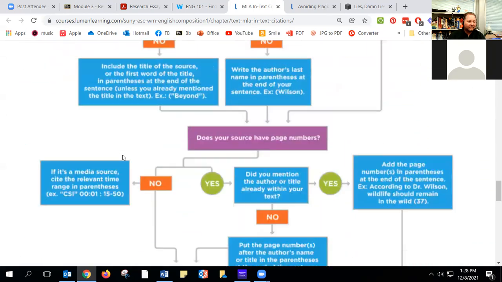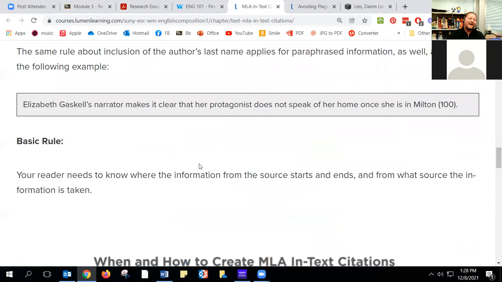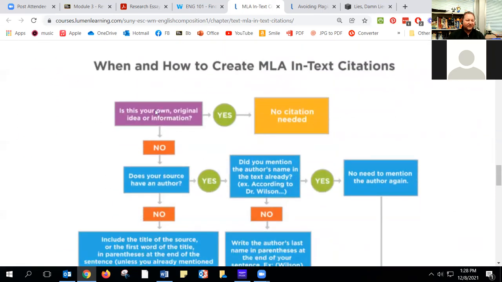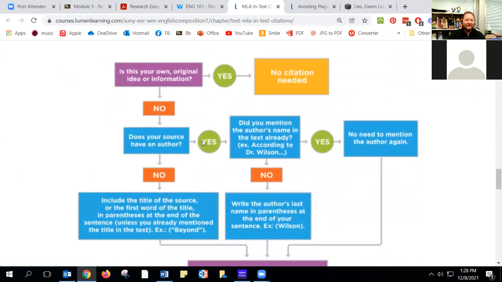I think, well, yeah, this chart's actually pretty handy. So this one, you start here, all right? Is this your own original idea or information? If it is, you don't need a citation. If it's not, you go down here. Does your source have an author? Oh yeah, it's totally got an author. Did you mention the author's name in the text already? That signal phrase, that lead-in phrase. If you did, yeah, I did.